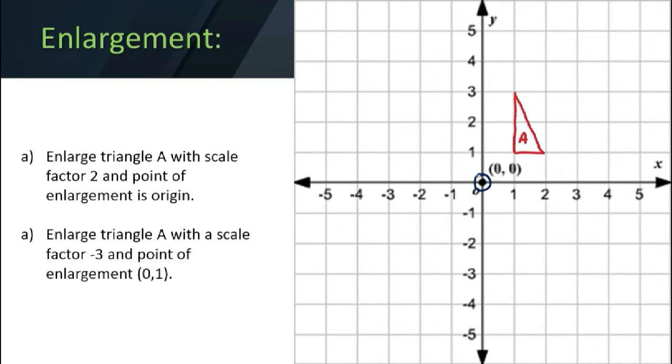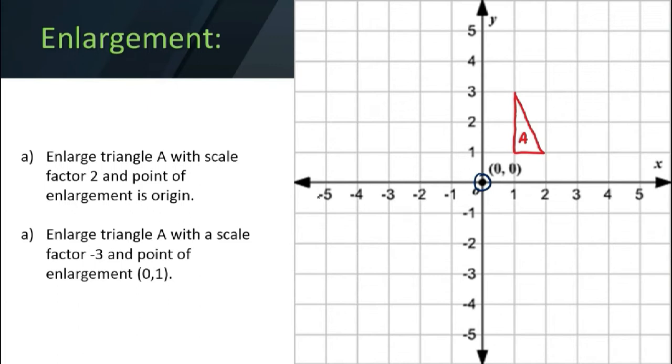If the scale factor is positive, we will extend the line towards the given object. And if the scale factor is negative, then we will extend the line on the opposite side of the point of enlargement. If the scale factor is positive, then we will have object and image on the same side of point of enlargement. And if the scale factor is negative, then we will have object and image on the opposite sides of point of enlargement.